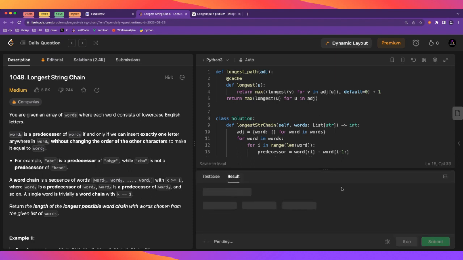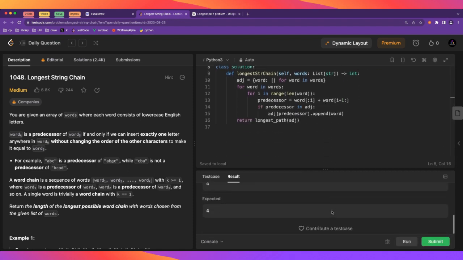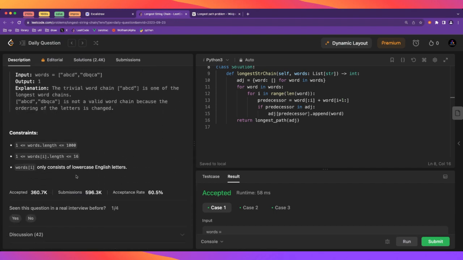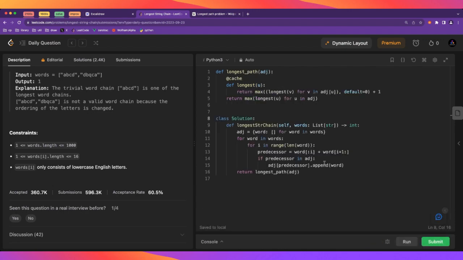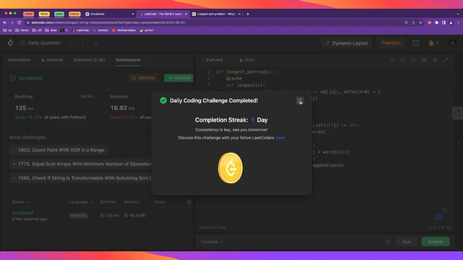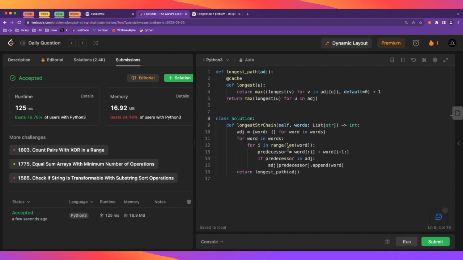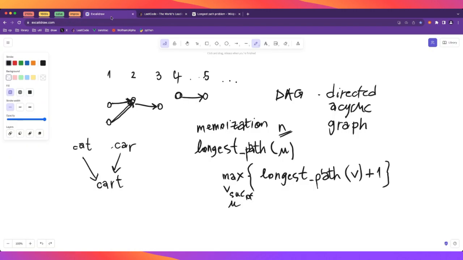So let's see if it works. It passes the examples. Is there any edge case that we can think of? All right. So that's cool. And it's relatively fast compared to other Python 3 solutions. So yeah, I think that's all.